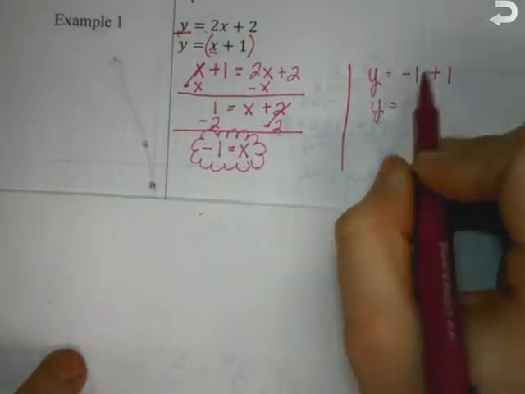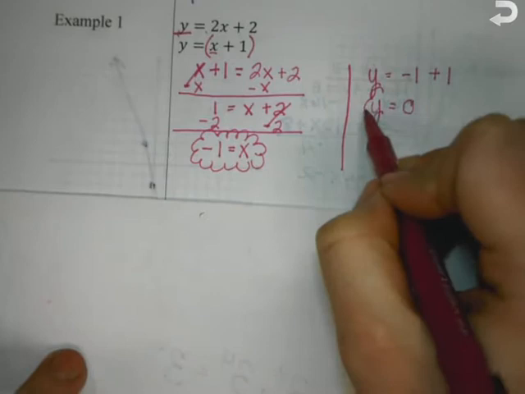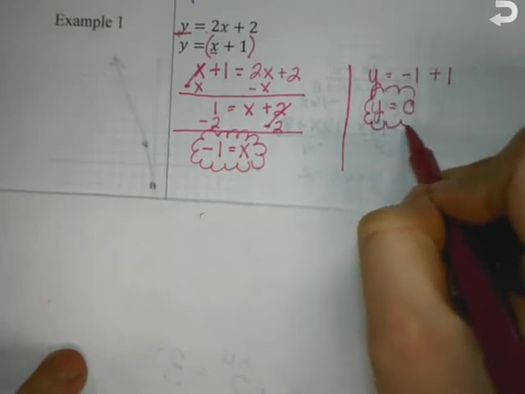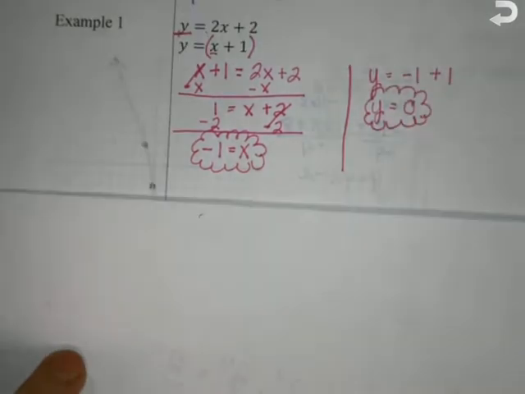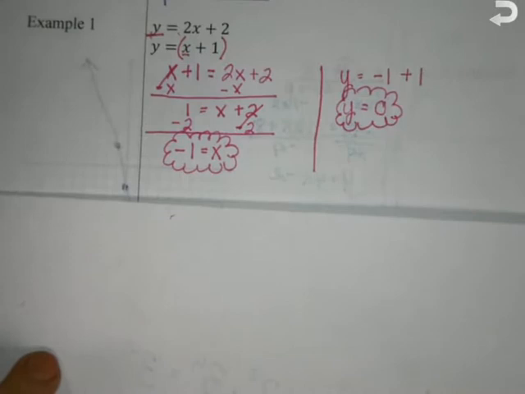Okay. Now this is not my answer. I have to write it as an ordered pair. So what would my answer be? Negative 1, 0.